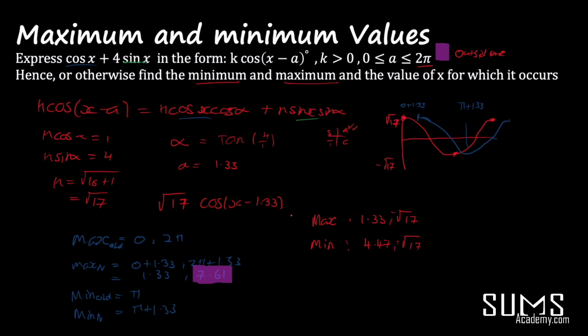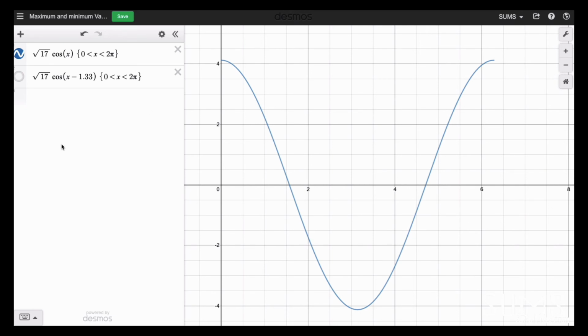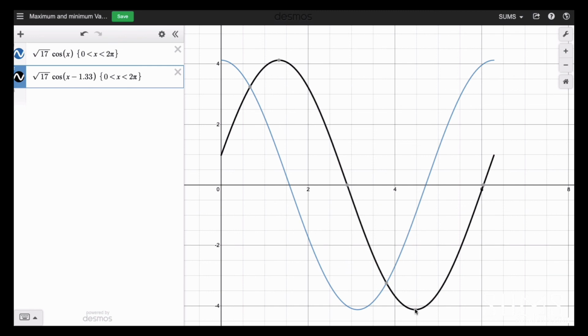So I'm just going to show you a little sketch from Desmos, again, just to show you what's going on. Okay, so here's our graph from the question, root 17 cos x. That would be the original, what the graph would look like normally. But in our question, we had root 17 cos(x minus 1.33), right? So you can see here that it's been shifted along a little bit, and then we check the maximums and minimums. Yeah, that makes sense, isn't it? That's what we said. 1.33 and 4.47, and the value root 17, which is 4.123, and same here as well. Okay, so I hope that makes sense.